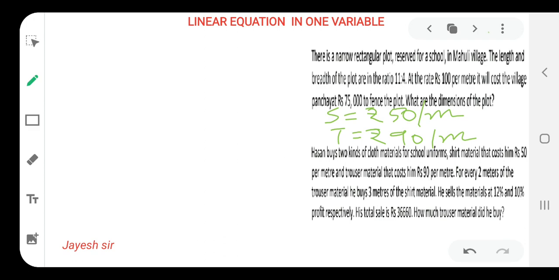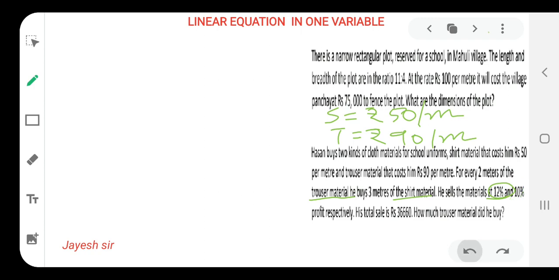For every 2 meters of trouser, he buys 3 meters of the shirt. That means for stitching or for selling a school uniform, he sells 2 meters of the trouser cloth and 3 meters of the shirt cloth. Yes, friends, he sells the materials at 12% and 10% profit. He is talking about that. He sells the material at 12% profit for what? 12% profit for trouser, because trouser is mentioned first and shirt is mentioned afterwards. Here also for trouser it is 12% and for shirt it would be 10%.